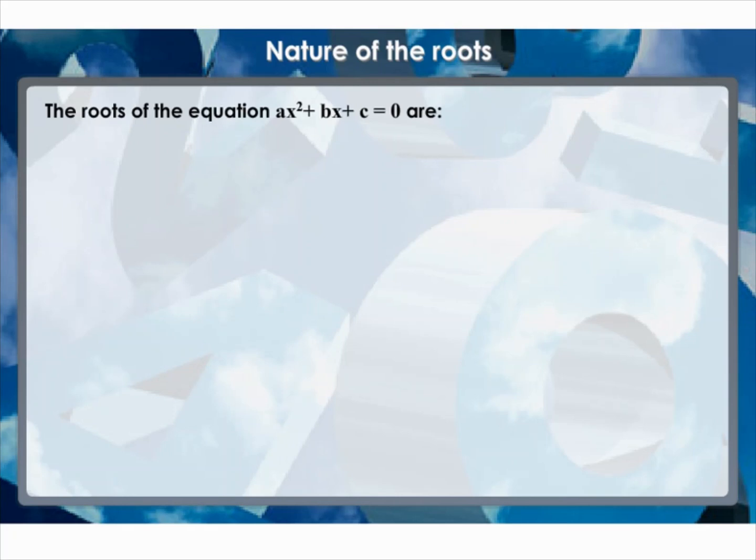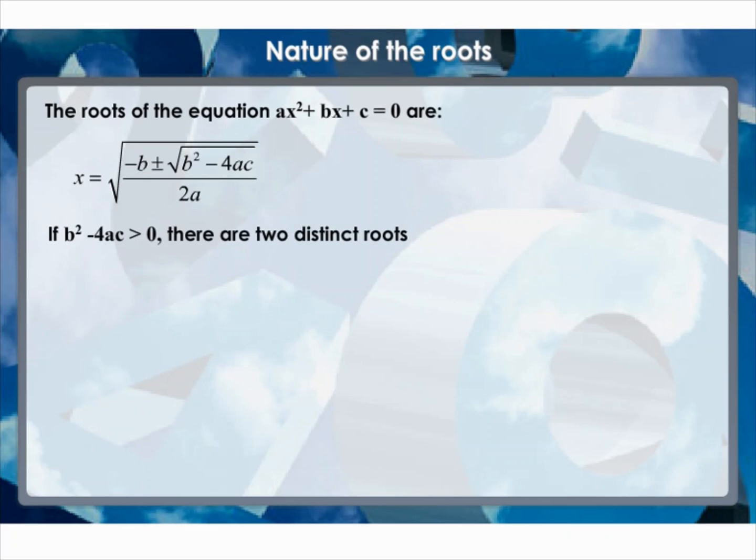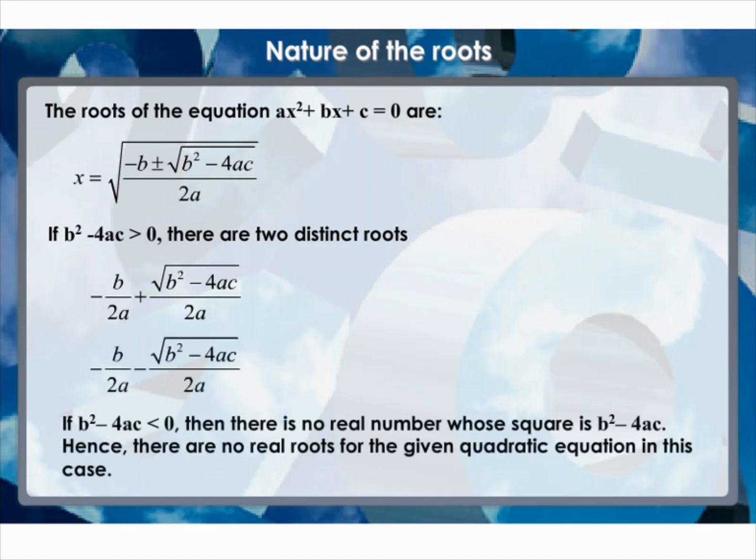We have seen that the roots of the equation ax square plus bx plus c is equal to 0 are given on the screen. If b square minus 4ac is greater than 0, there are two distinct roots. If b square minus 4ac is equal to 0, then value of x is as shown. Therefore, we say that the quadratic equation ax square plus bx plus c equal to 0 has two equal real roots in this case. If b square minus 4ac is less than 0, then there is no real number whose square is b square minus 4ac. Hence, there are no real roots for this given quadratic equation in this case.